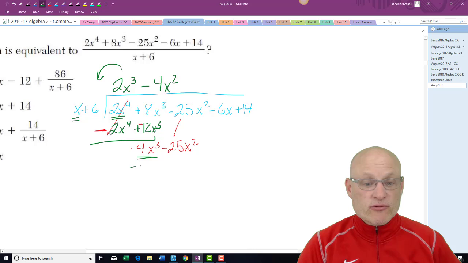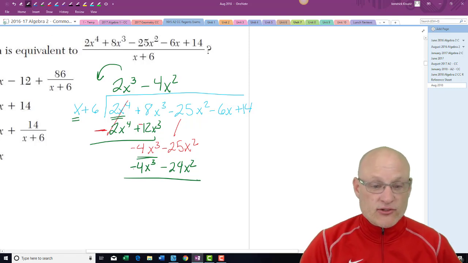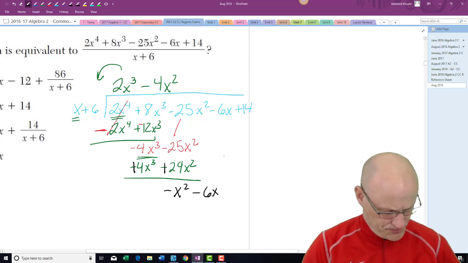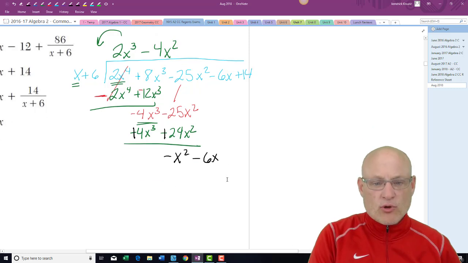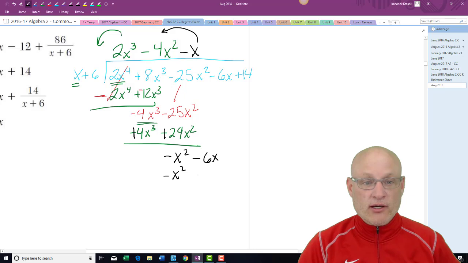So minus 4x cubed minus, what's 4 times 6? 24x squared. Pshoom. Change the signs. This goes to a plus. This goes to a plus. I end up with negative x squared minus 6x. Scroll down. What do I got to multiply x by to get negative x squared? That's negative x. Negative x times both of those is negative x squared minus 6x.